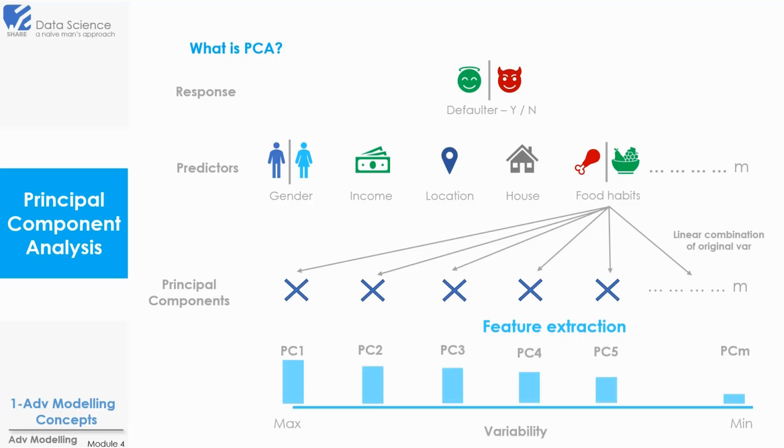Now these variables are ordered based on their importance. What I mean by importance is that these variables are ordered such that principal component 1 will explain our response variable the most. Then principal component 2 will explain after PC1 and so on. So they are ordered based on how well they explain our response variable, or based on the variability captured.